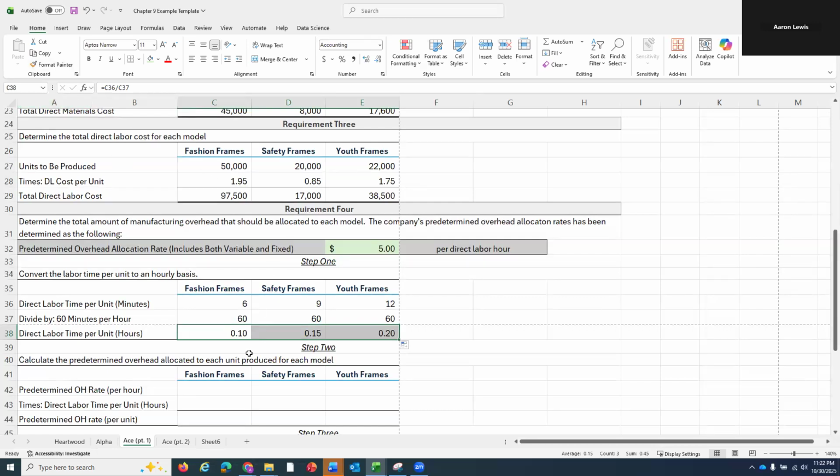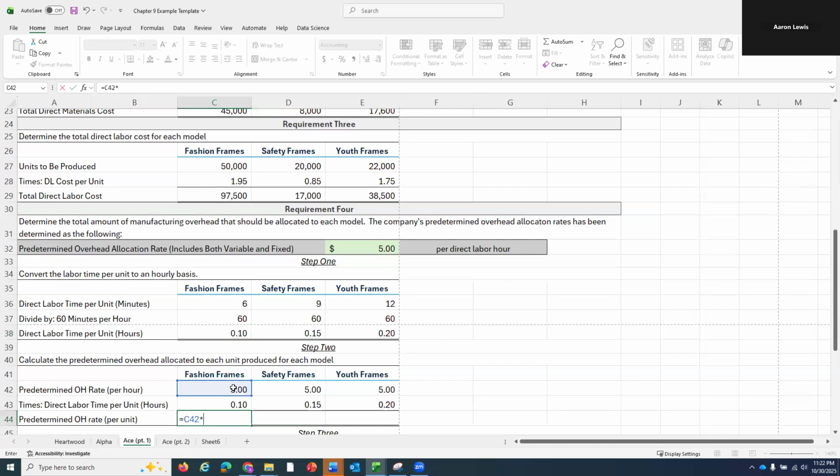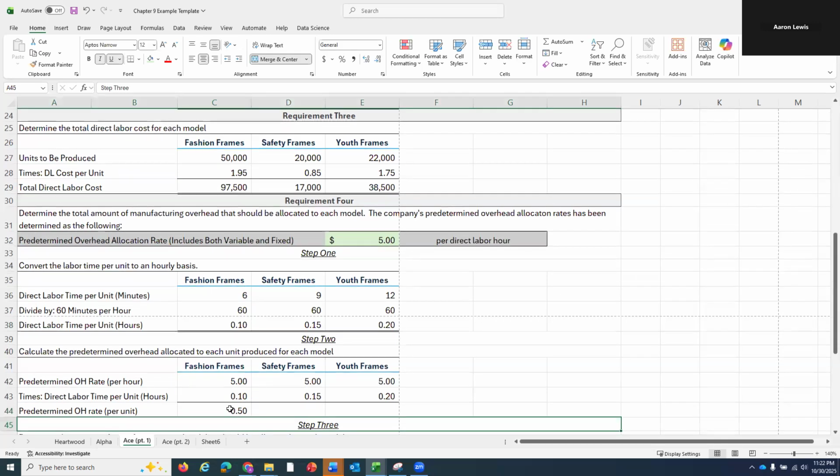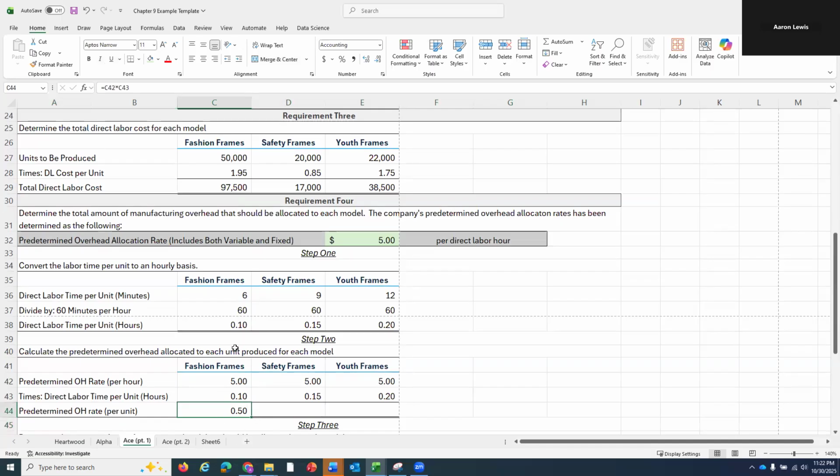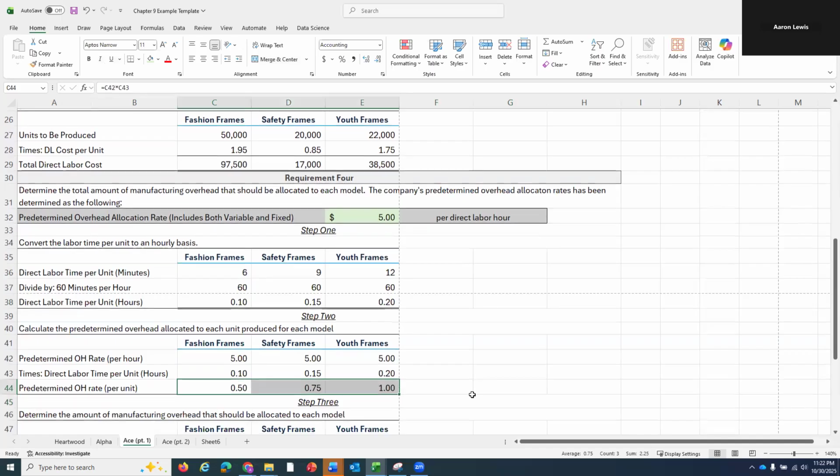So I'm going to take my predetermined overhead allocation rate, which is going to be $5 for every single model. We don't have different rates for different models. It's not the way it works. And then I'm going to multiply that by the numbers that I just found, the portion of an hour it takes to make 1 unit of each model. So 0.1 for fashion frames, 0.15 for safety frames, and 0.2 for youth frames. And if I go through and I multiply, I come up with 50 cents of overhead for every fashion frame we make. For safety frames, it's 75 cents. And for youth frames, it's going to be $1.